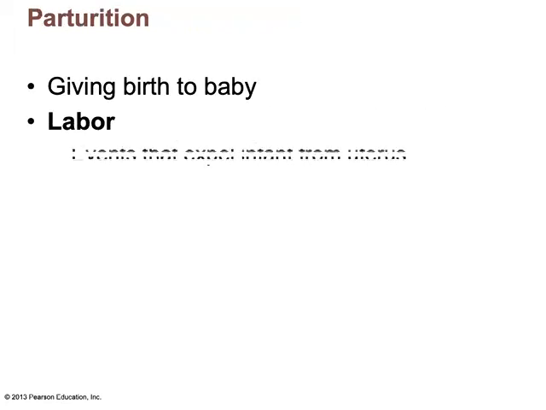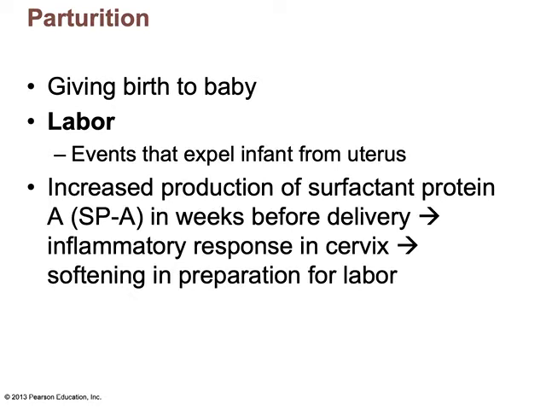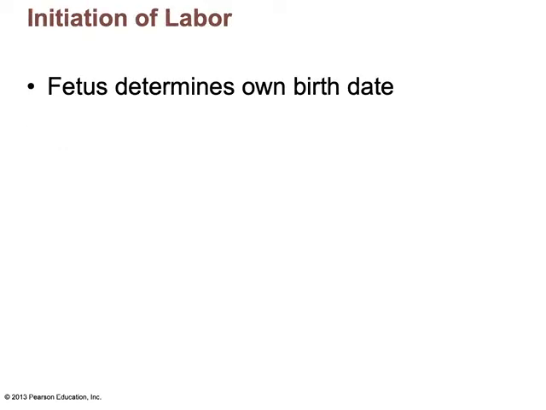Parturition is simply giving birth. Labor are the events that push the infant out of the uterus and through the birth canal. Increased production of surfactant occurs in the weeks prior to delivery. You end up with an inflammatory process in the cervix that causes it to soften in preparation for labor.